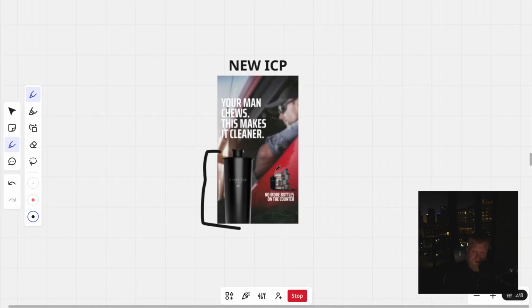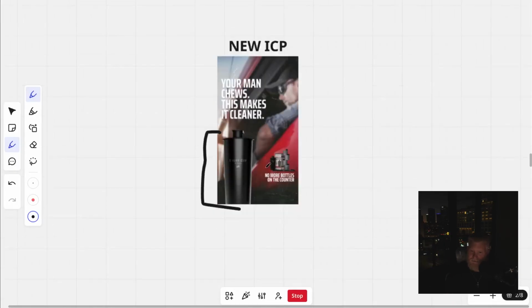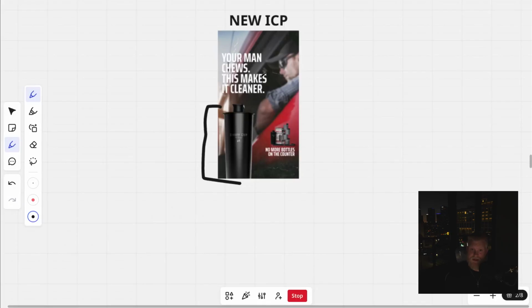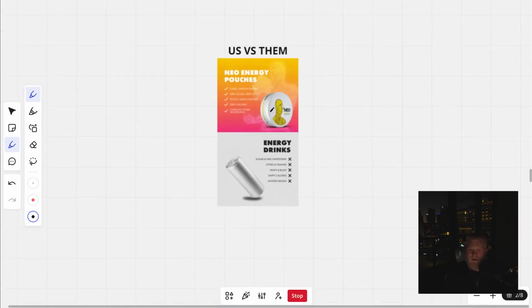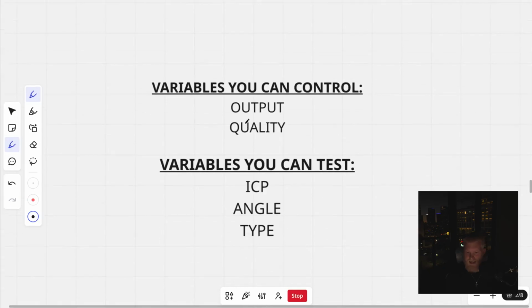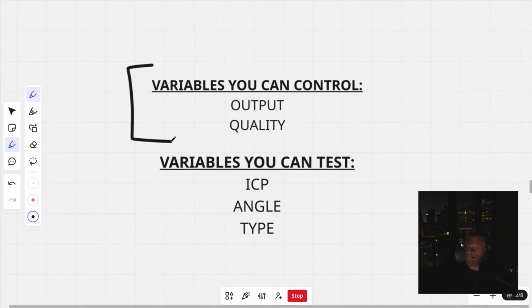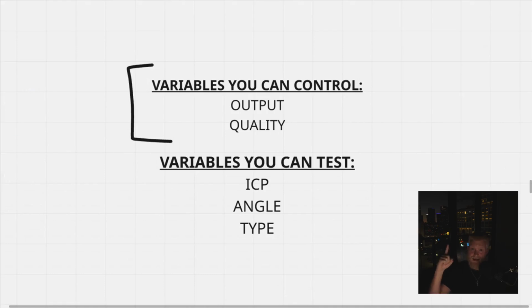So we started targeting a new customer profile with the same problem and the same angle. Your man choose, this makes it cleaner, right? Another is us versus them. That's pretty basic. And then again, just reiterating, the variables you should always be able to control. You should always optimize for maximum output and making sure that the quality of each test is under control.